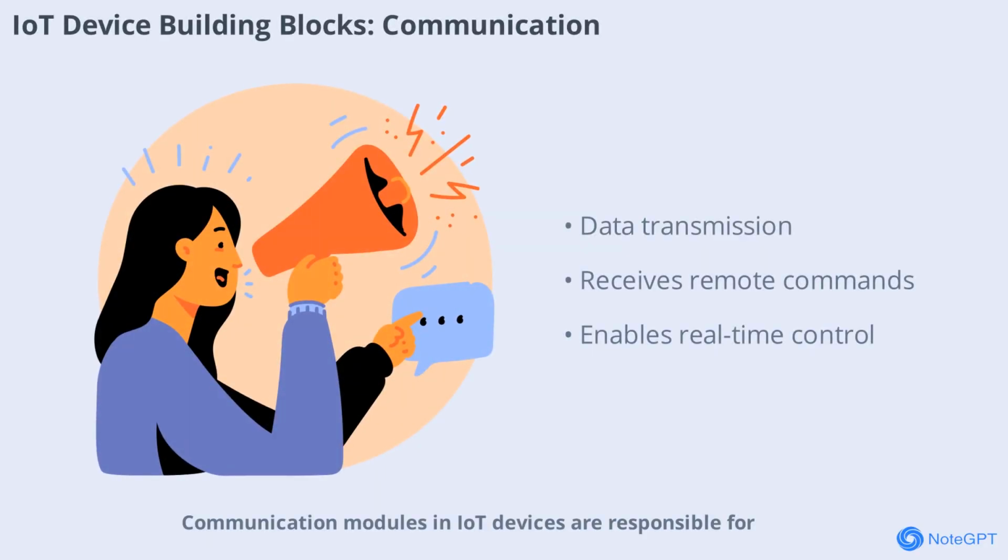Communication modules in IoT devices are responsible for sending collected data to other devices or cloud-based servers, and for receiving data or commands from remote applications. Reliable communication ensures that data flows smoothly between devices and the cloud, enabling real-time monitoring, control, and analysis.